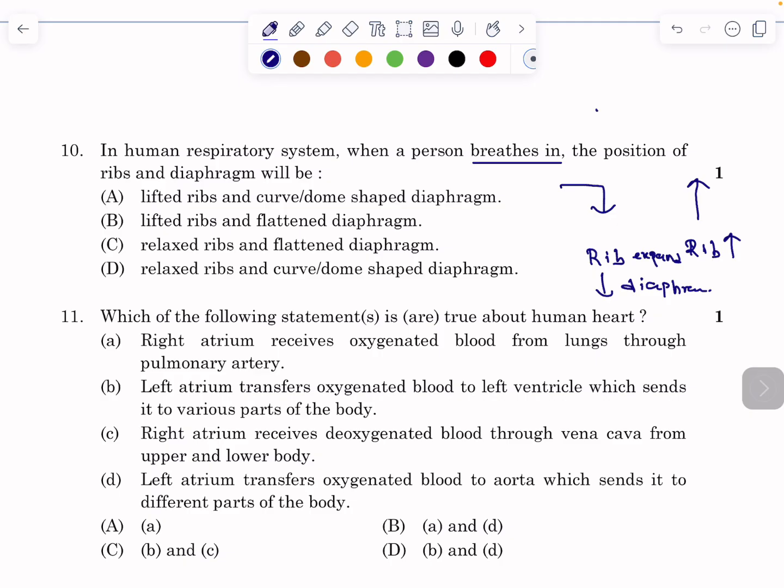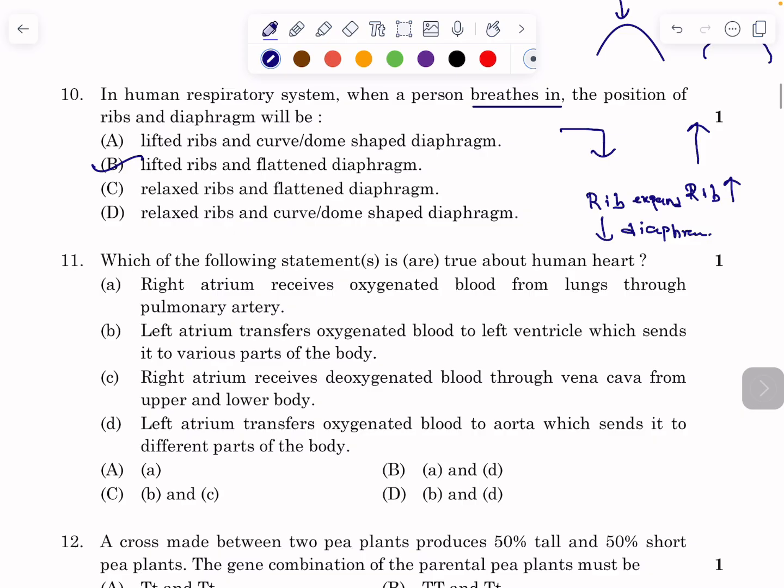Why? Because the diaphragm shape is like this. When you take the inhalation, the diaphragm goes from this position to this position, meaning it is getting flattened. The diaphragm moves in the downward direction, meaning this curve gets flattened, so lifted ribs and flattened diaphragm. The answer is B here.